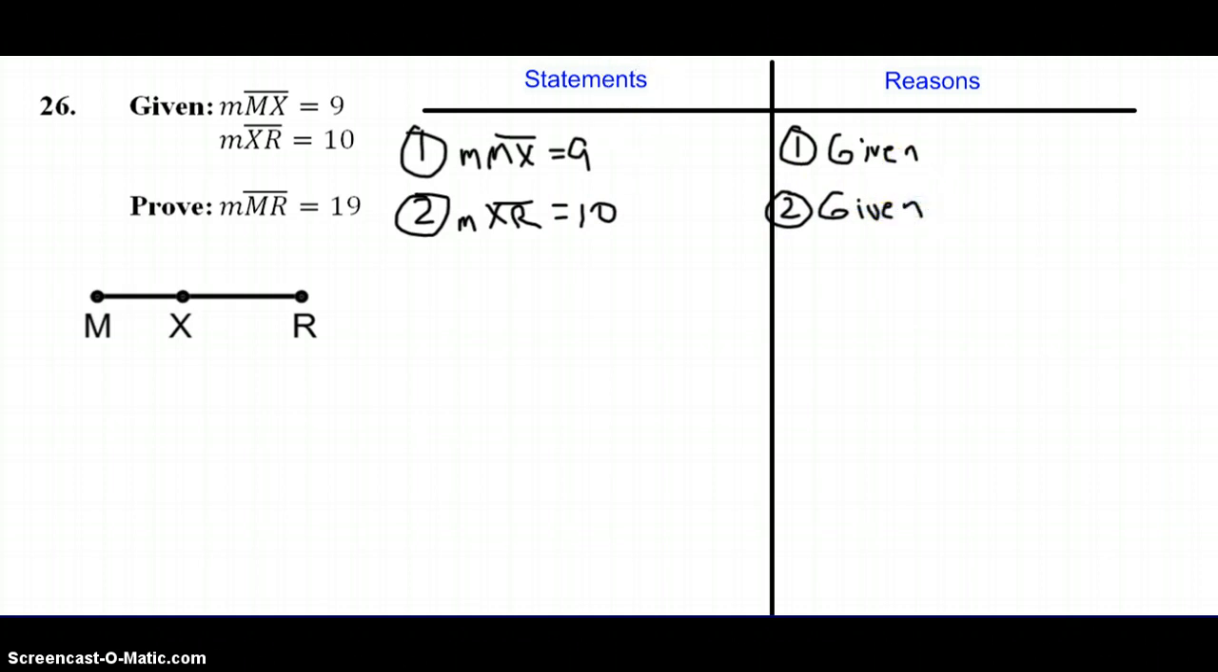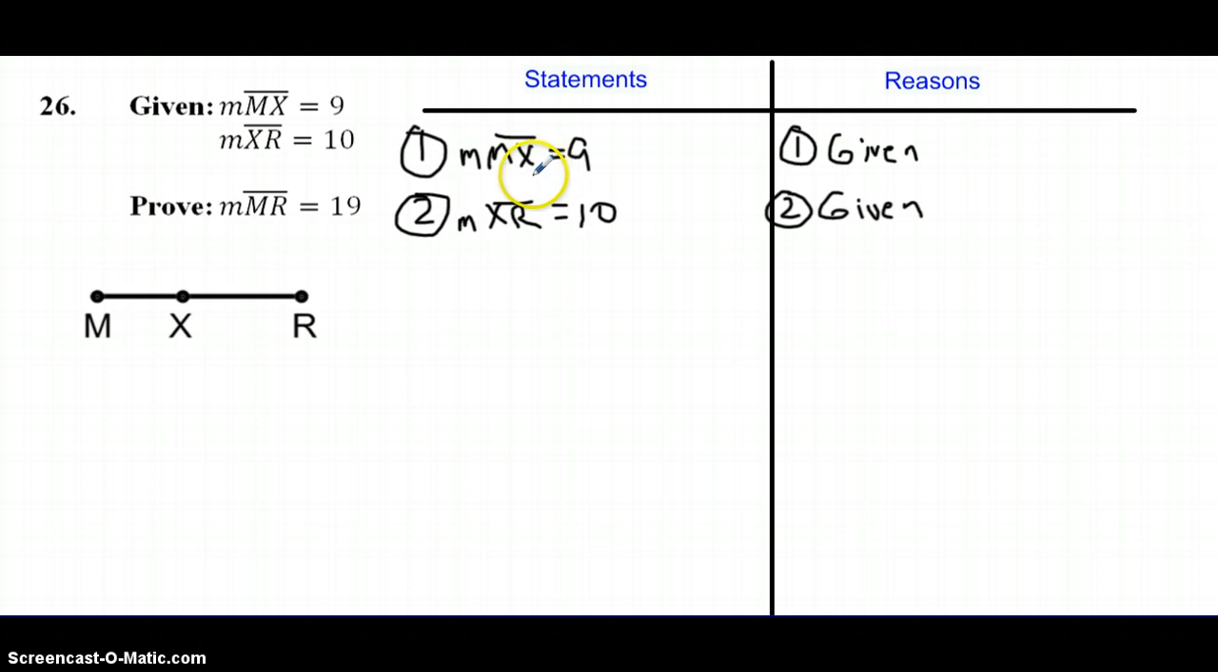And so now that I have my givens stated, we go back to the key questions that we've discussed in class. Is anything the same? Meaning, can I do any substitution? And so I have measure of MX equals 9, measure of XR equals 10, and so nothing's the same. The next key question that we ask ourselves is, is there a keyword? So within my statements, I do not have any keywords.